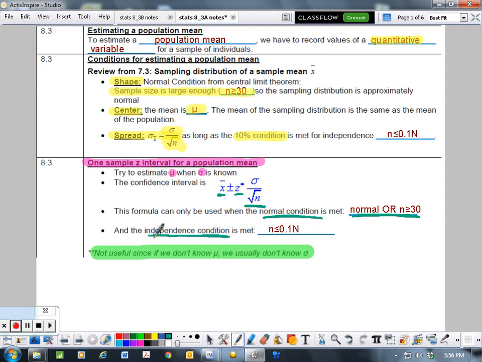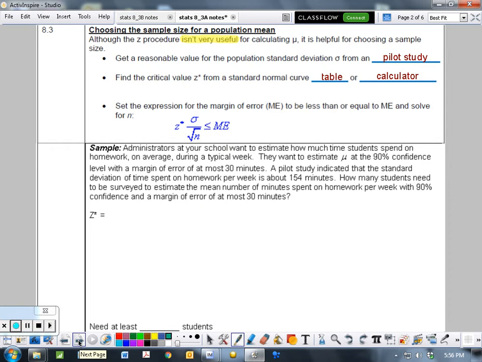Problem is this isn't useful because usually if we don't know the mean of the population, we don't know the standard deviation of the population. So this really is no good to us because we don't know that standard deviation of the population. So what do we do? Well, we can use this to work with margin of error.